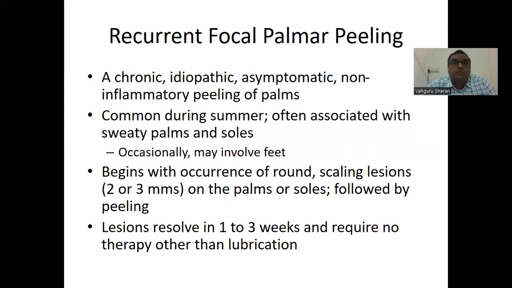What is recurrent focal palmar peeling? It is a chronic, idiopathic, asymptomatic, non-inflammatory peeling of the palms. It is commonly seen in summers. It is often associated with sweaty palms and soles. It occasionally may involve the feet.